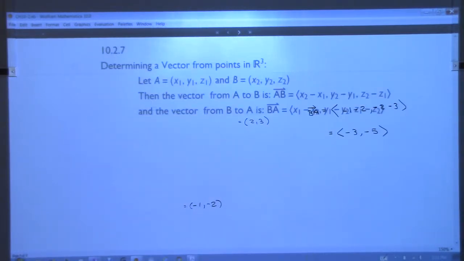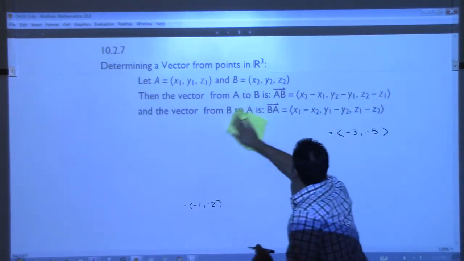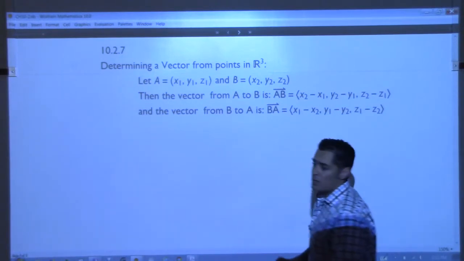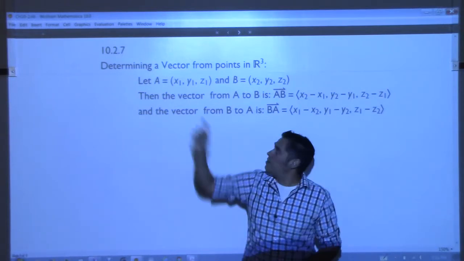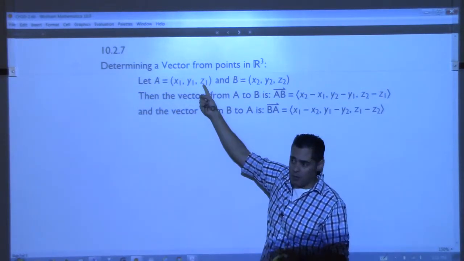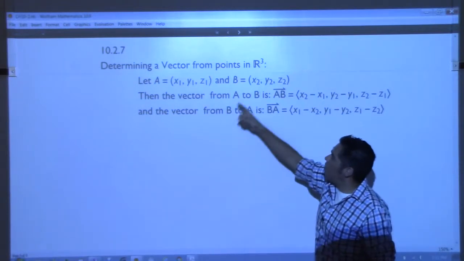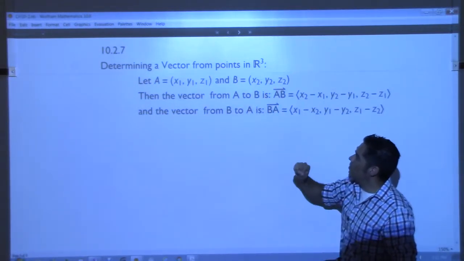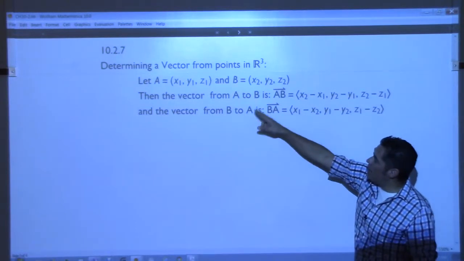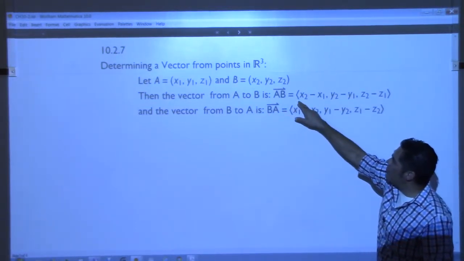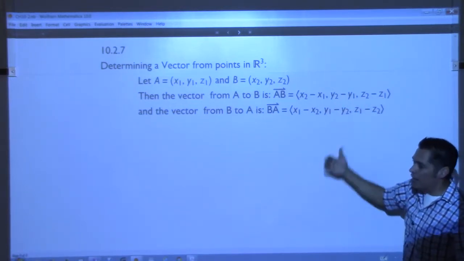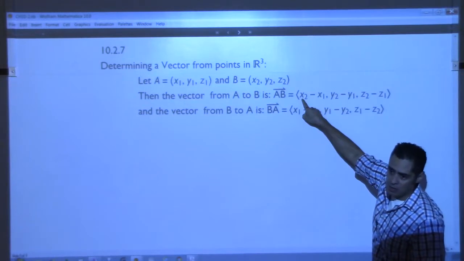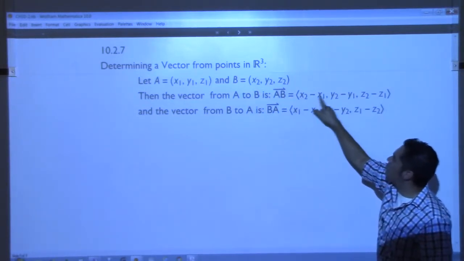Now, in three-dimensional space, we are going to be going from a point in three-dimensional space. Now it's going to have 3 coordinates, right? It's going to have x1, y1, now z1 because we're in R3. And then it's going to go to a point B, which is x2, y2, z2. So if you want to notate the vector from A to B, here's the notation. Angle bracket, subtract the x coordinates, subtract the y coordinates, subtract the z coordinates. Again, always starting with where you're going to. So if you're going to B, you're going to start with x2, subtract x1.